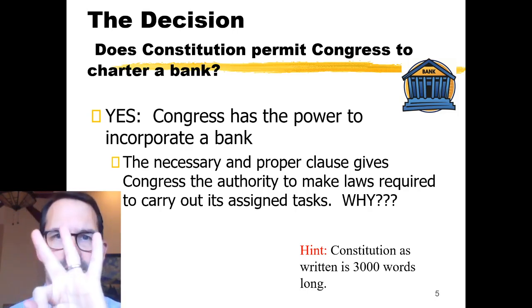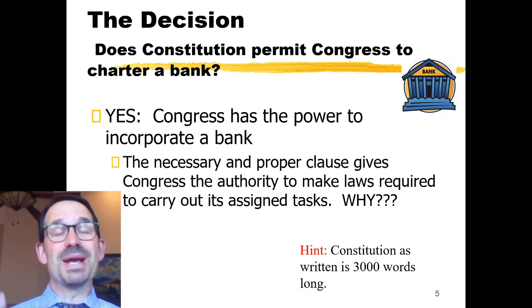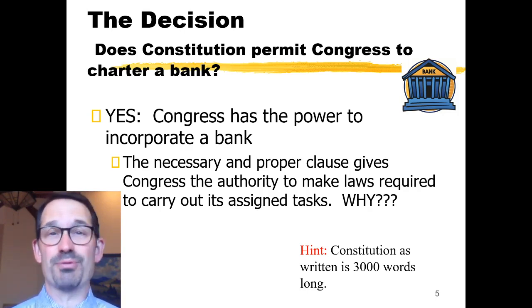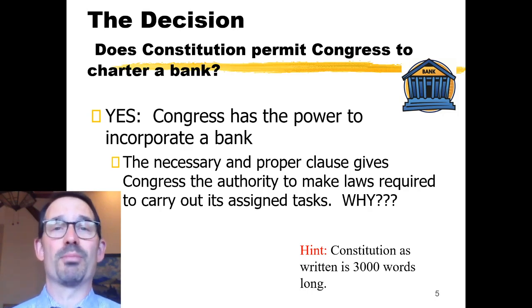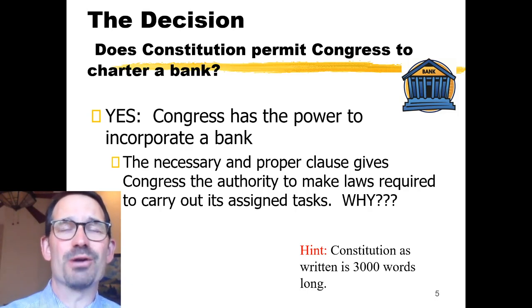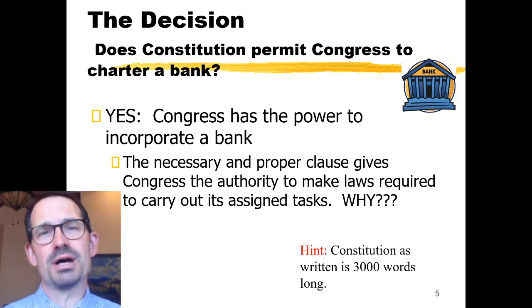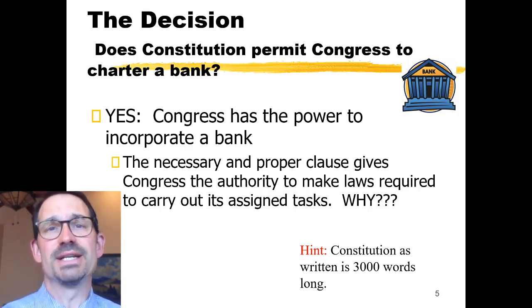Remember, there's 3 ways to talk about them. Basic hint here is the Constitution has less than 3,000 words. Founders knew there was no possible way for them to come up with everything they could possibly have Congress do. So they give them this clause, this kind of elastic power to have them deal with things over time.